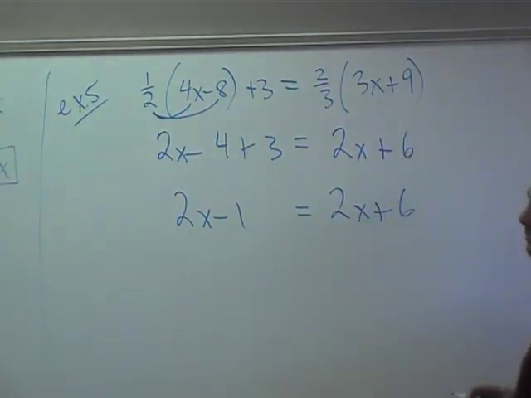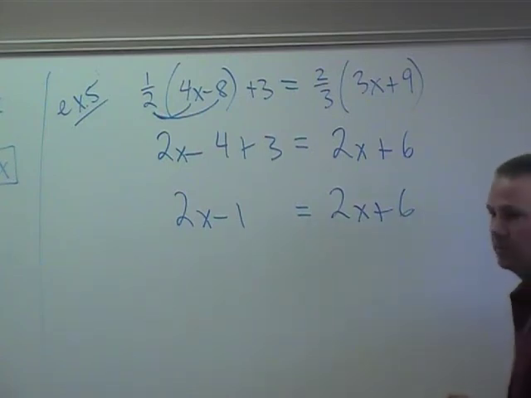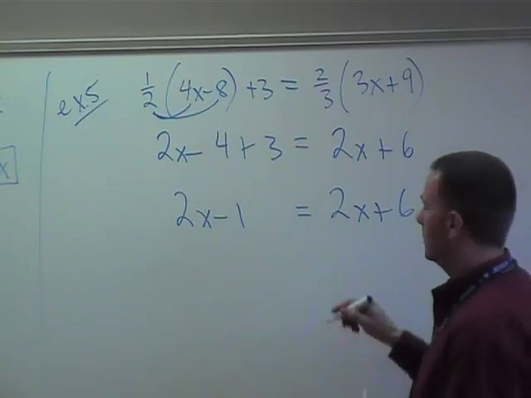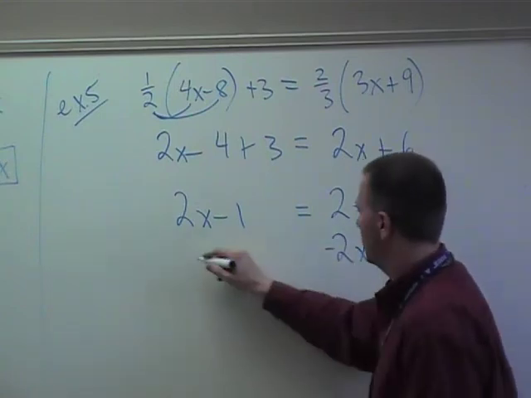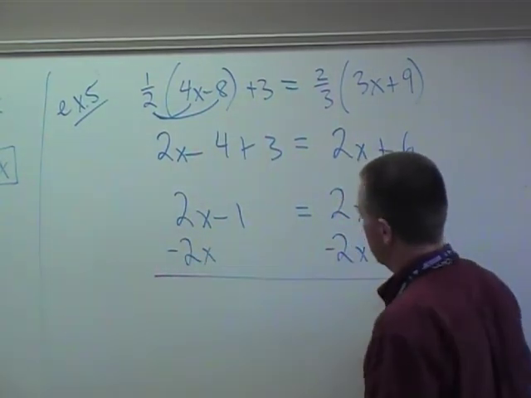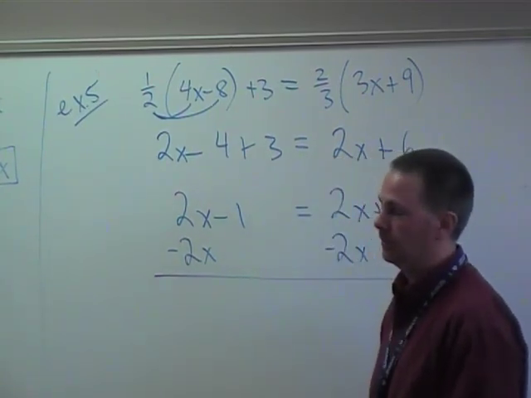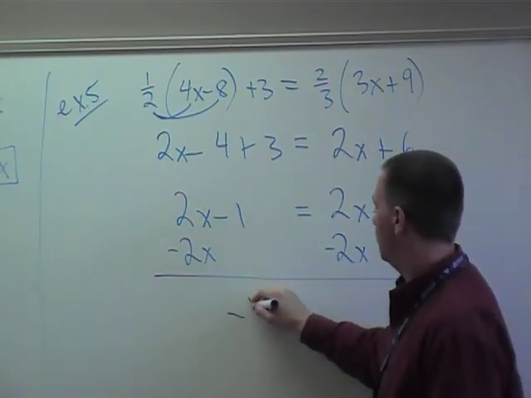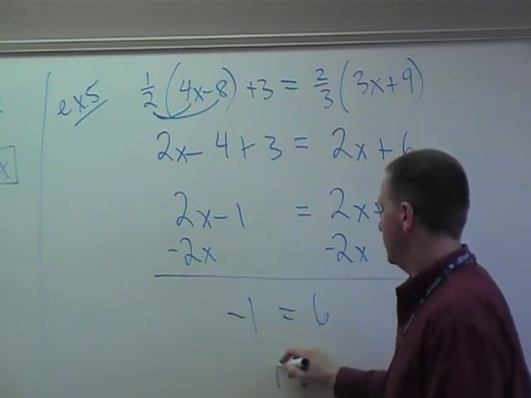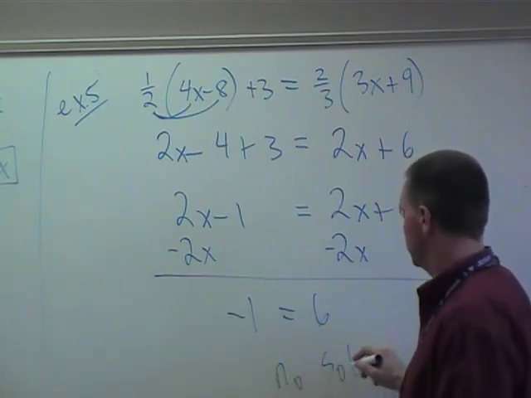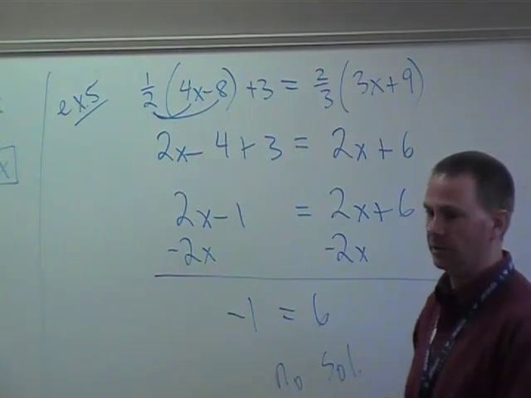Okay. Solve it from here, please. Tell me what to do. I always like to put my variables on the left. You get the same answer either way. What happens? -1 equals +6. No solution. All that work, you didn't get a solution.